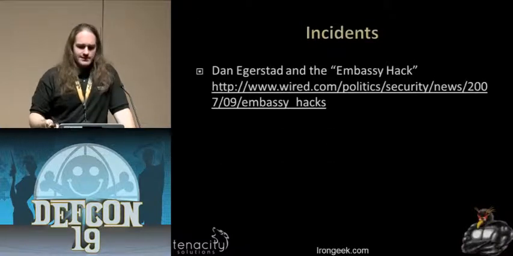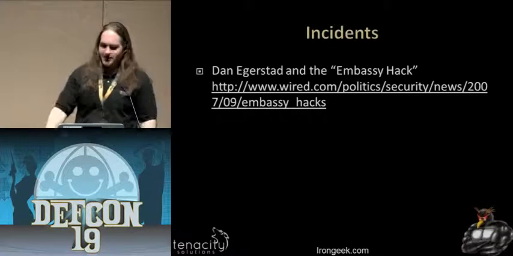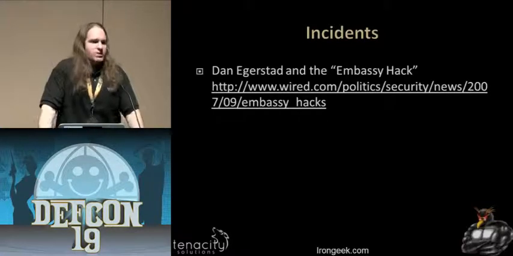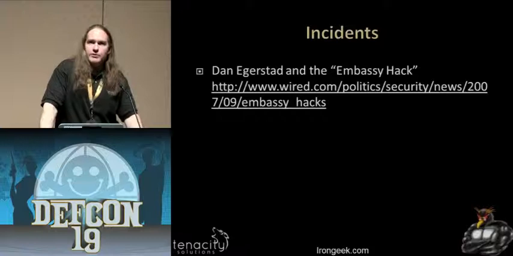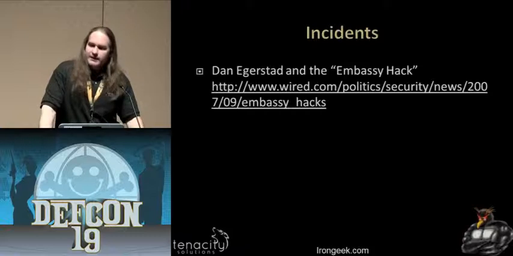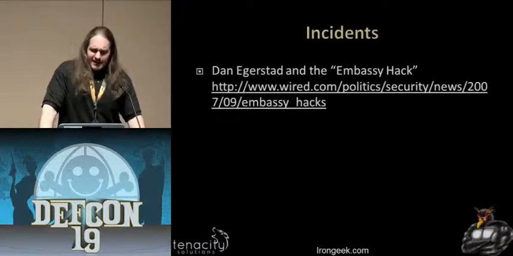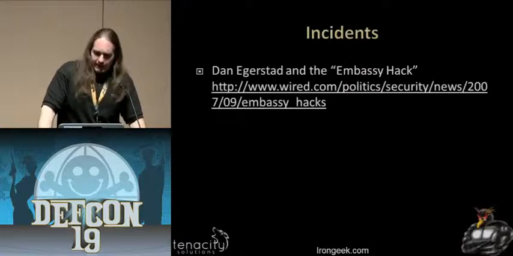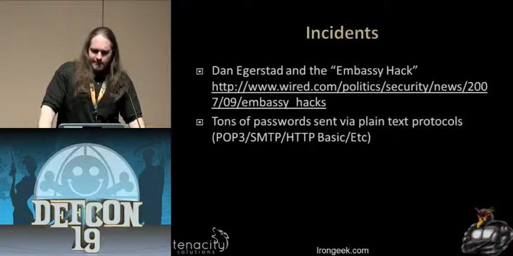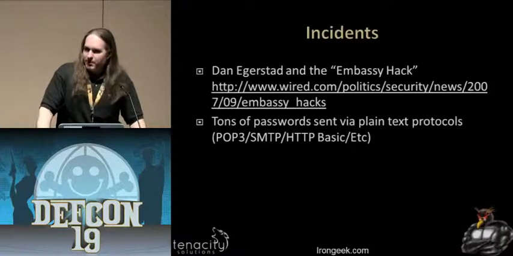A few instances: Dan Egerstad, the whole embassy hack, as it was called back in 2007. Essentially, a bunch of people, workers at embassies, were using Tor to tunnel out of the host country so they could do things anonymously. Unfortunately, the things they were doing didn't lend themselves to being particularly anonymous. The host country may not have been able to directly spy on the communications, but when you're using POP3, SMTP, HTTP basic authentication, and other plaintext protocols, the person sitting at that exit point can sniff it.